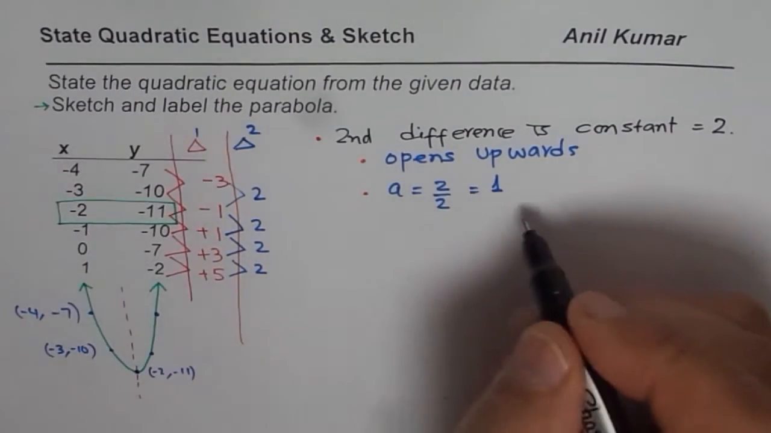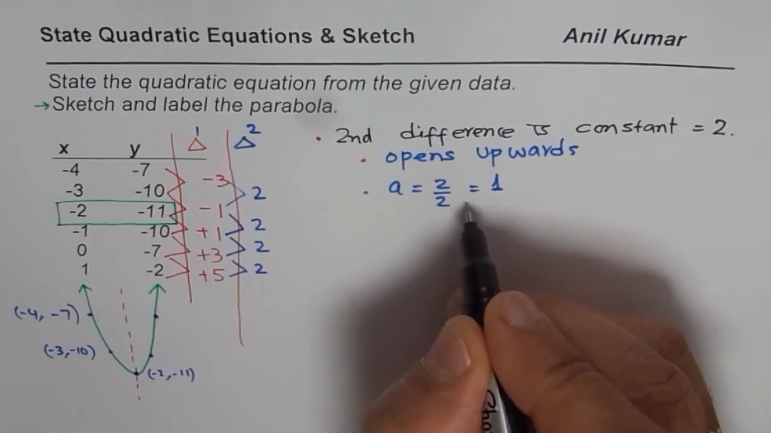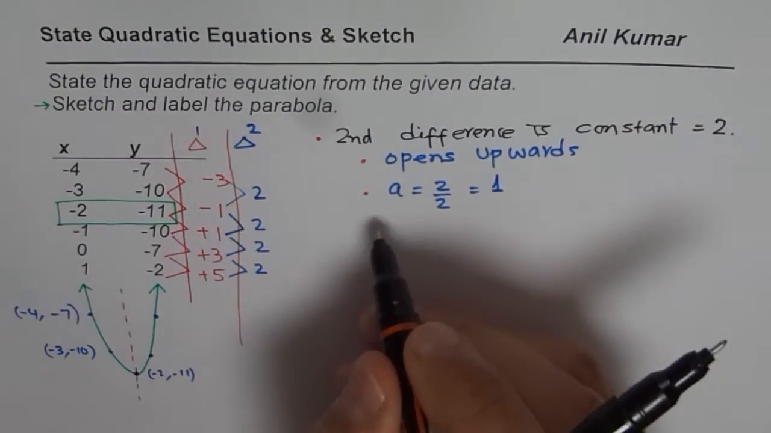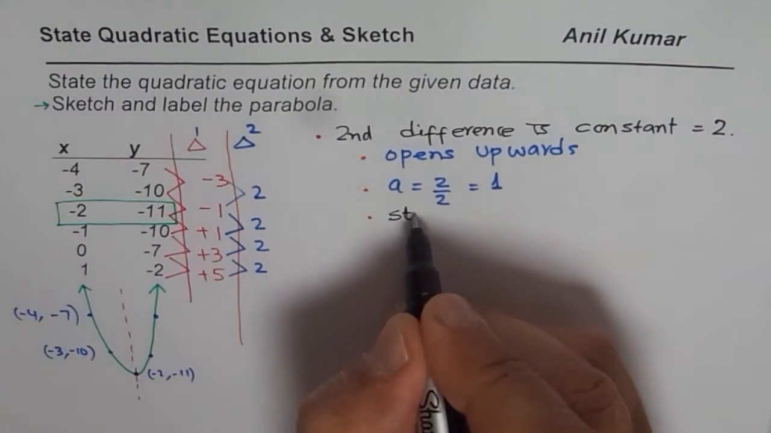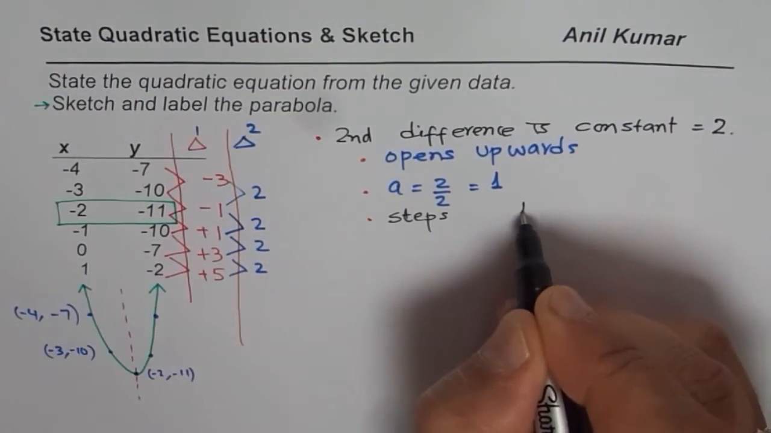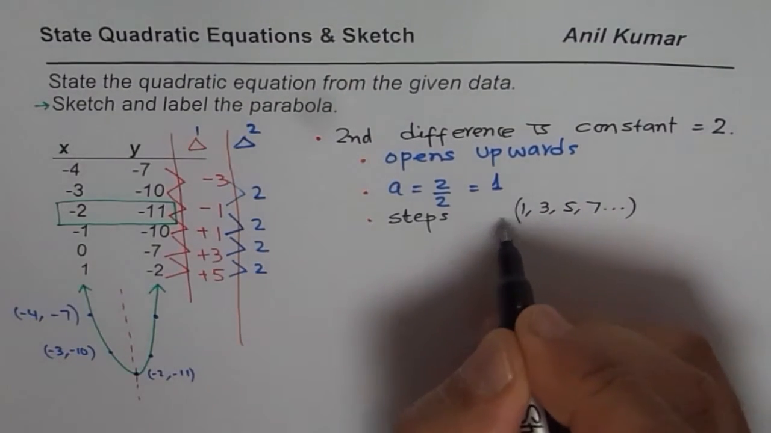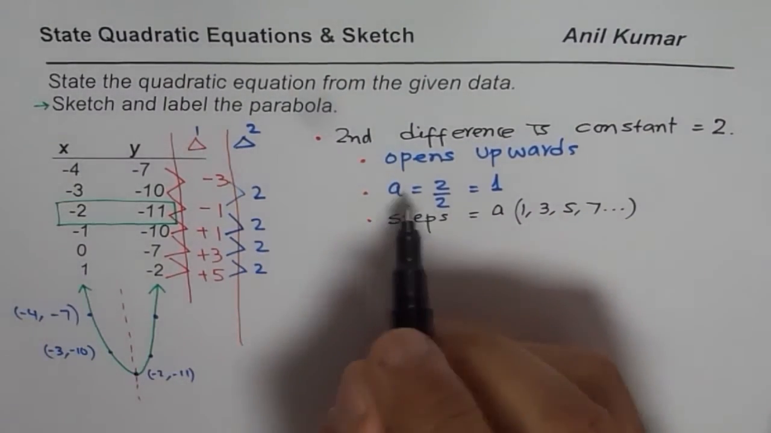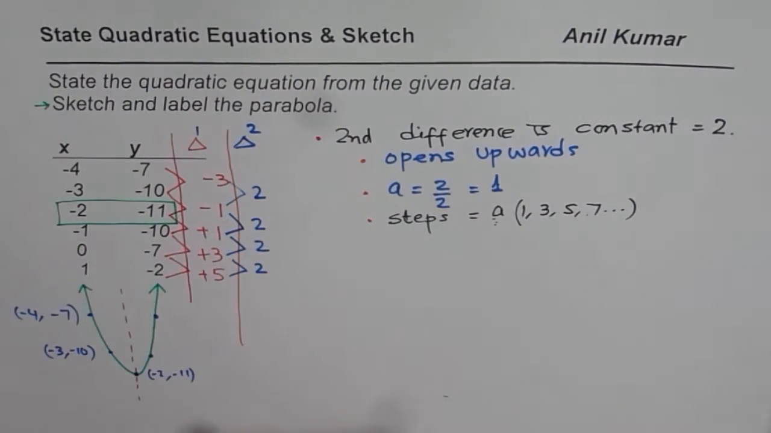So normally in a parabola, the steps are, let me share with you the knowledge about steps. Let me just draw a dot here and then we'll write steps. In a parabola, normally the steps are 1, 3, 5, 7 and so on times a, right? So the steps in this case will be 1 times a, which is 1 times 1, 3, 5, 7.